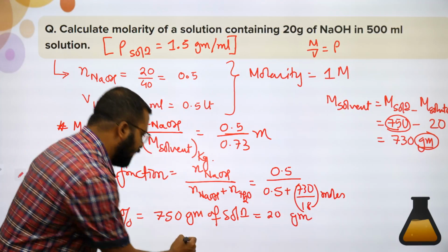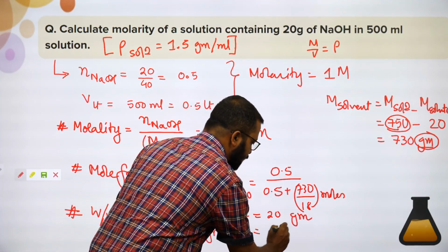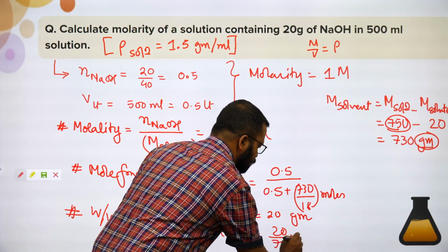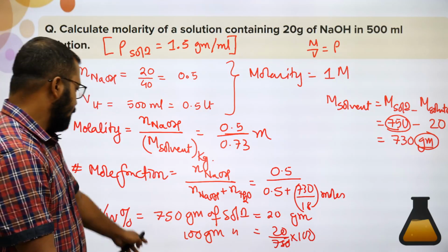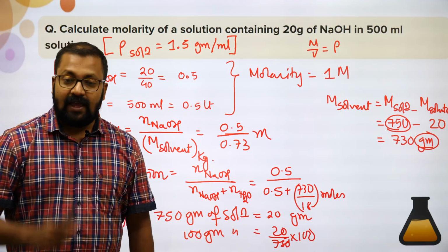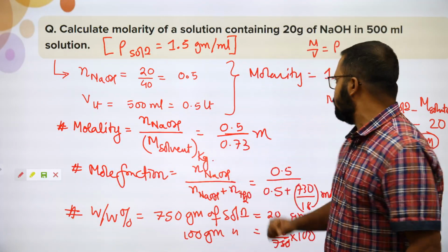So 100 gram of solution will contain 20 by 750 times 100. That would be your weight by weight percent. This will give you your weight by weight percent. Weight by weight percent times 10 raised to 4 will give you ppm.